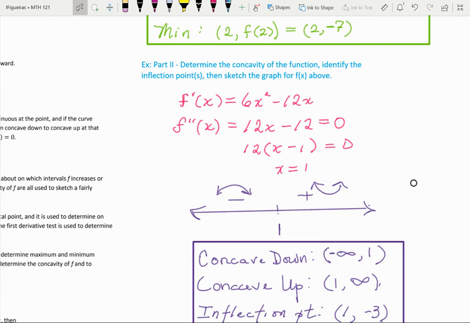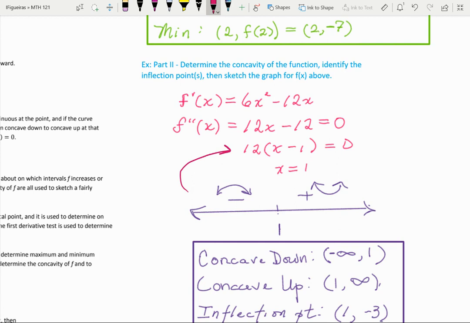And so now I need to take a test point to the left of 1 and to the right of 1, and this time we're going to plug it into our second derivative. And so here is the most convenient place to plug in to determine if it's positive or negative. So if I pick something less than 1, like 0, that would give me a negative result. A negative result, when you're using the second derivative, means that your graph is concave down.